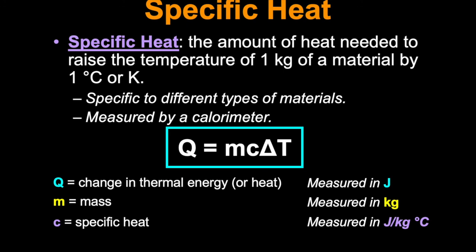Joules per kilogram for every degree Celsius there. And then lastly, we have delta T. Delta just means a change, so that triangle just means a change. It's a change in temperature. So essentially, you're just going to take TF minus TI.